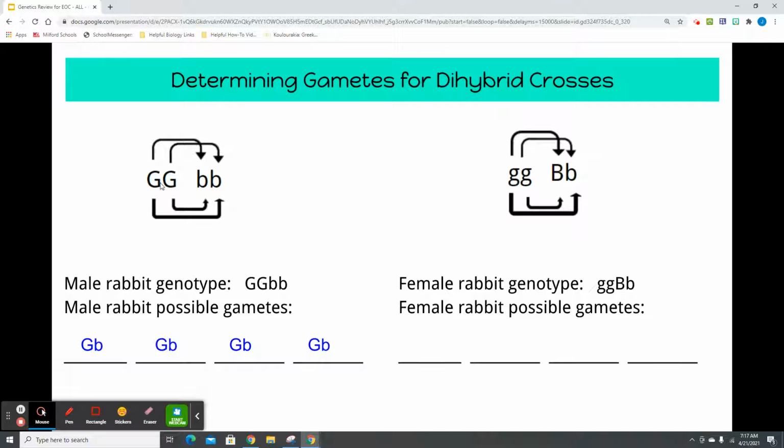Now, because this one was a rather simplistic setup, we got big G, little b for all four of our gametes. So that's all four of the sperm or egg would have the same combination because of the lack of variety in the individual genotypes. Over here, we do the same thing. We get little g with big B, little g with little b, then our second little g with the big B, and our second little g with the little b. So you get four combinations when you do dihybrid crosses.